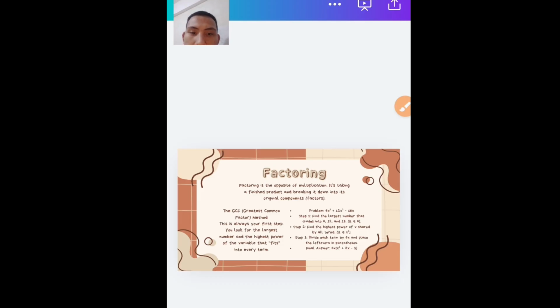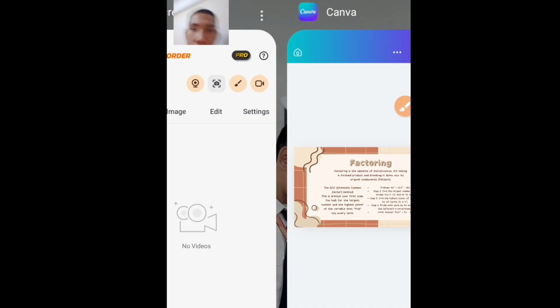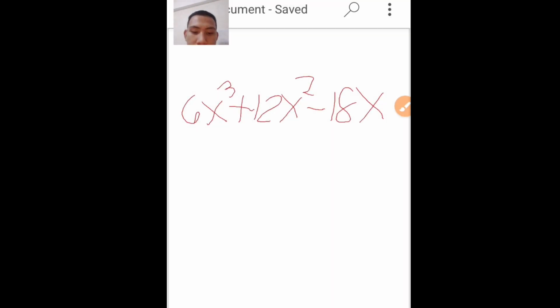Factoring is the opposite. Multiplication is taking a finished product and writing it down into its original components, factors. The GCF, greatest common factor method. This is always your first step. You look for the largest number and the highest power of variable that fits into every term. So we have a problem here. So step 1, find the largest number that divides into 6.